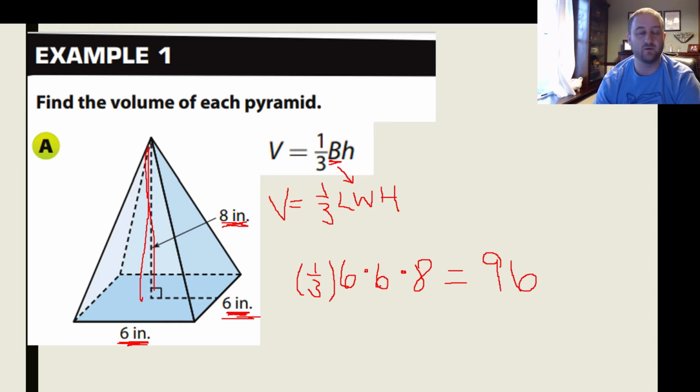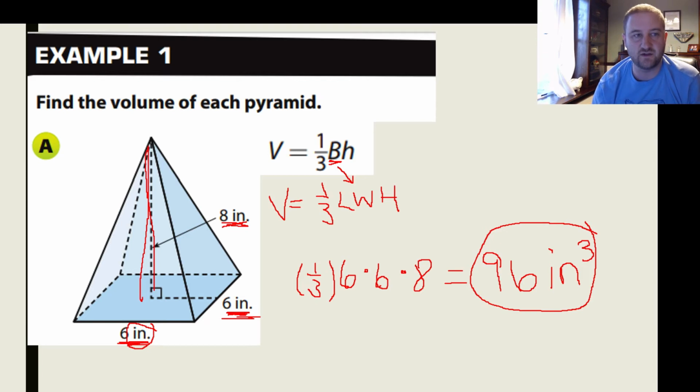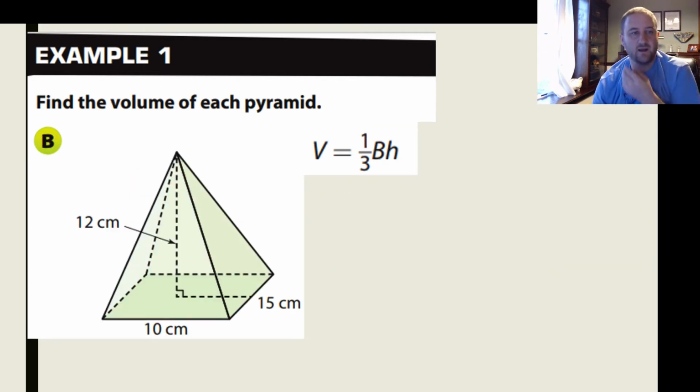Now we need to remember that we're going to label it. We've got inches here, and it's not square inches. Remember, square inches is area. Volume is cubic units. So our volume here is 96 inches cubed. Okay, example or part B here.